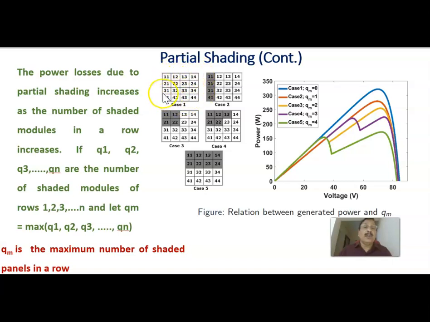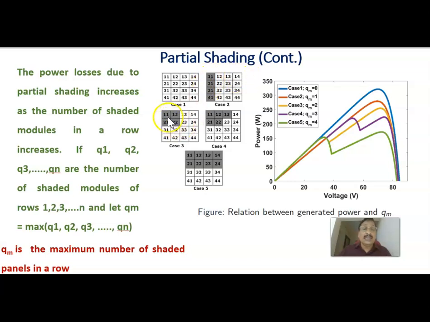In the first case, there is no partial shading, and you will get the PV plot as a power versus voltage plot like this one. Maximum power is extracted, and there are no multiple maxima. This is the first case. Now, in the second case, see this column is shaded. Therefore, the maximum number of shaded cells in a row is equal to 1 here.